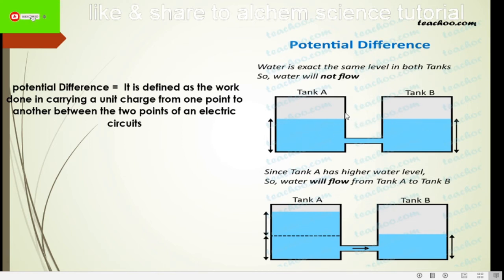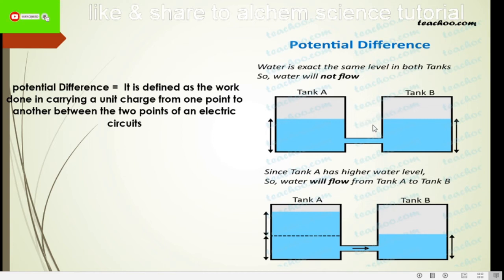So in this case both tank A and tank B are joined to each other by a canal or pipe, you can say. Consider, just for understanding purposes, that tank A has 10 ml of water and tank B also has 10 ml of water. So both having 10 ml of water, the flow of water is not going to take place from tank A to tank B in this case.